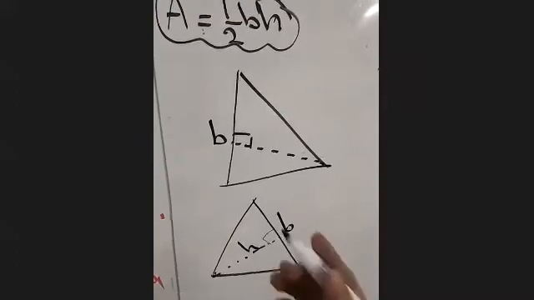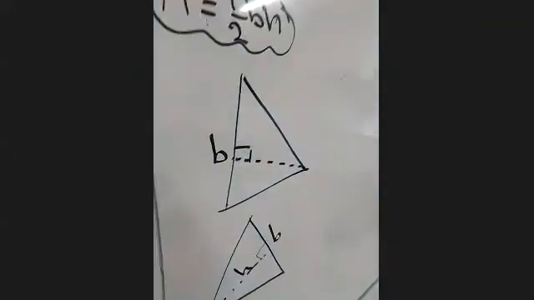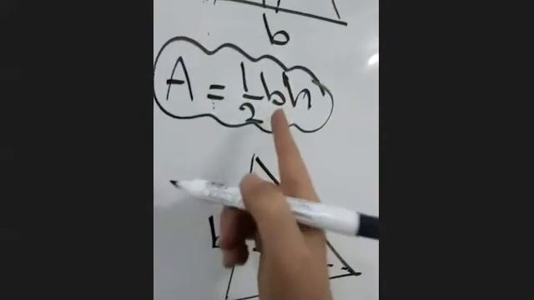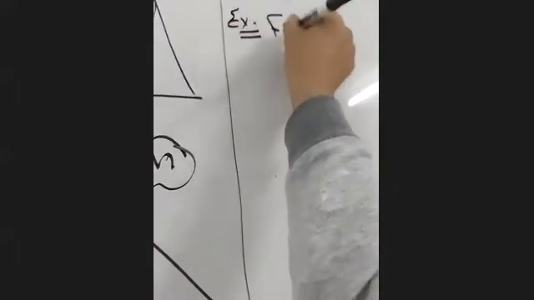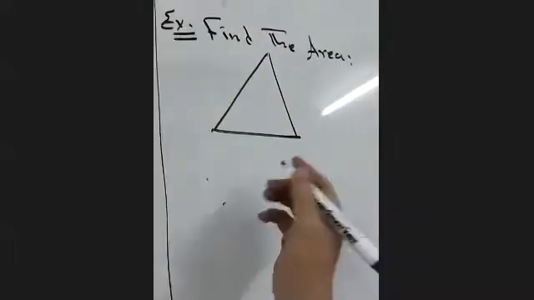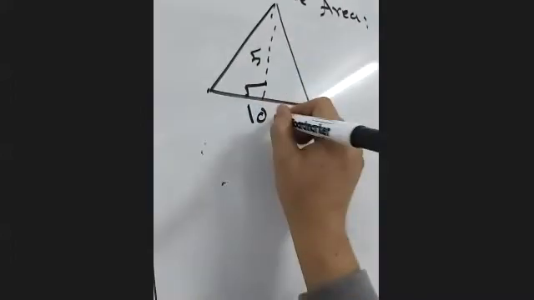Okay? And how do we know the base? The base always intersects with the height. Where does the height go? It intersects with the side, which is the base. So this is the area of the triangle. A equals half multiplied by base multiplied by height. Let's take an example. For example, look here. Find the area of the triangle. If the base is 10 and the height of it is 5 meters.